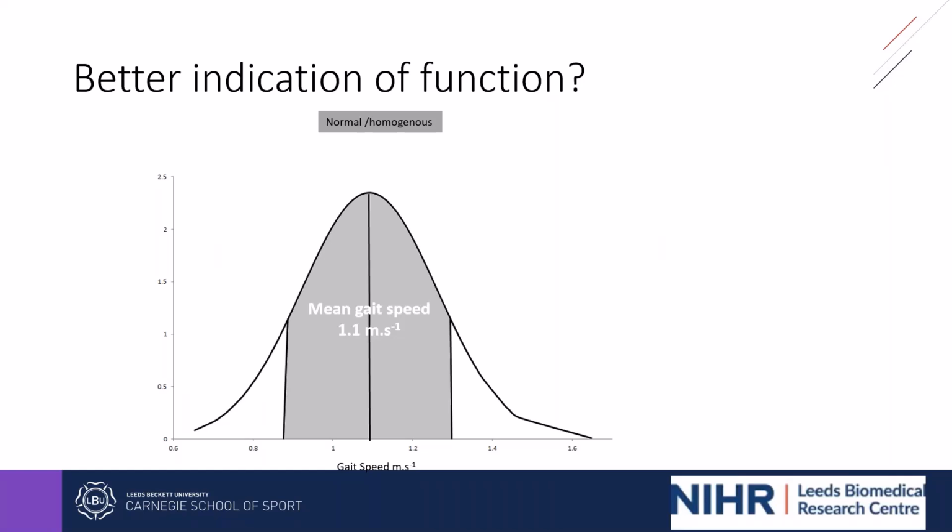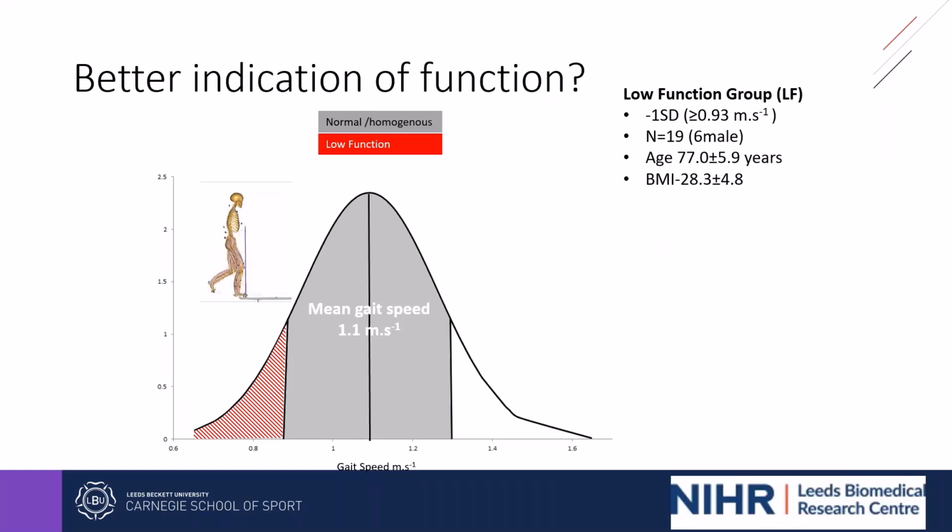So what we did was we created 3 groups of patients. The first one was our normal or homogeneous group. And these are patients who walked within 1 standard deviation of our mean gait speed, which in our cohort was 1.1 meters per second. We then looked at our low functioning patients and we classified these as anyone who walked at a gait speed of less than 1 standard deviation of our mean gait speed.